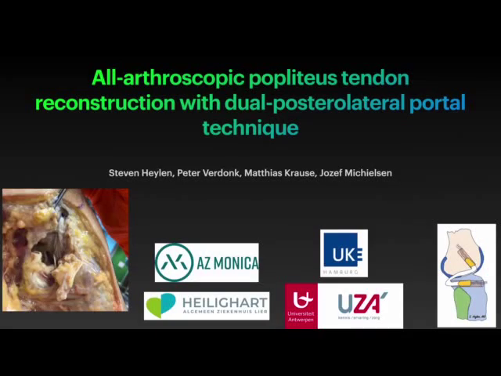All-arthroscopic popliteus tendon reconstruction with a dual posterolateral portal technique.